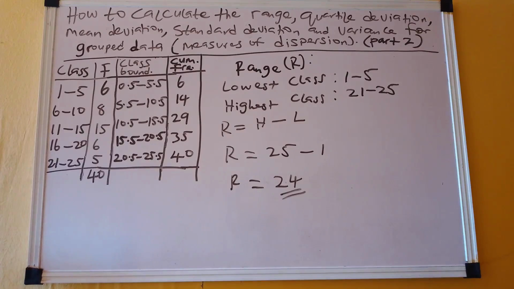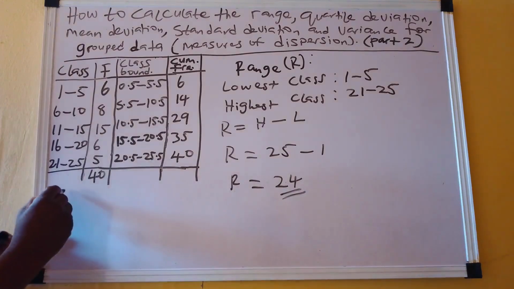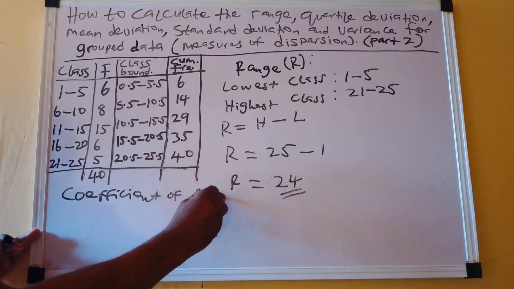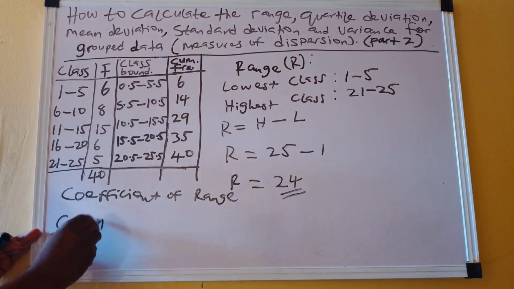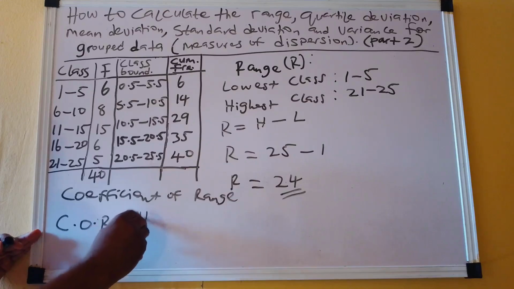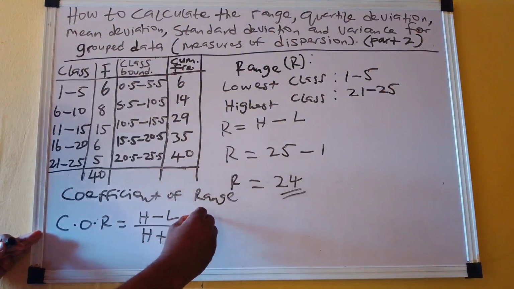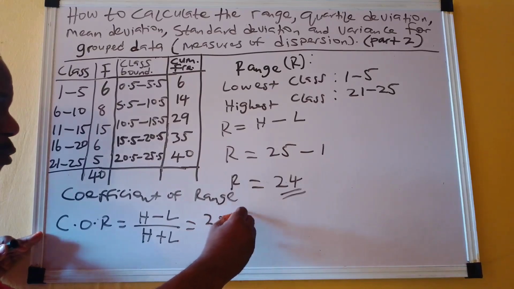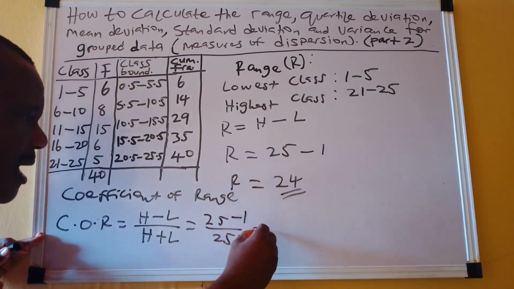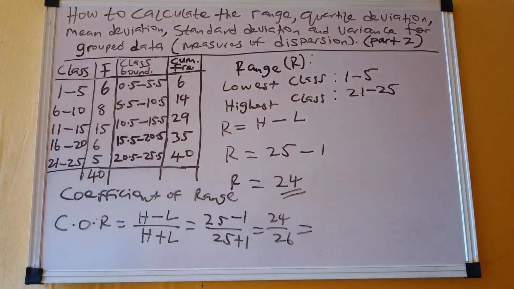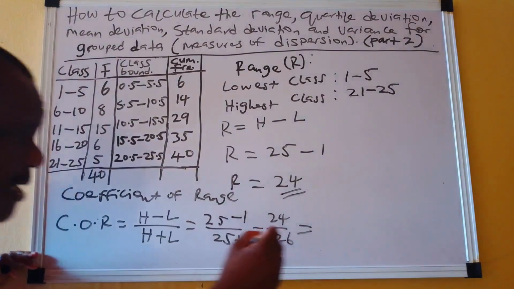Now it is also useful that we calculate what we call the coefficient of the range. The coefficient of the range, COR, is equal to the highest value minus the lowest value, all over the highest value plus the lowest value. So this will be 25 minus 1 all over 25 plus 1, and that will be 24 over 26. So the coefficient of the range is 24 over 26, and that is equal to 0.92.